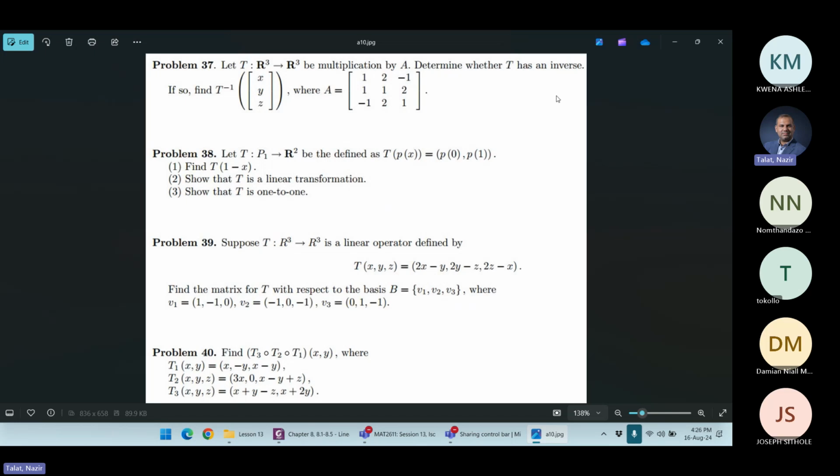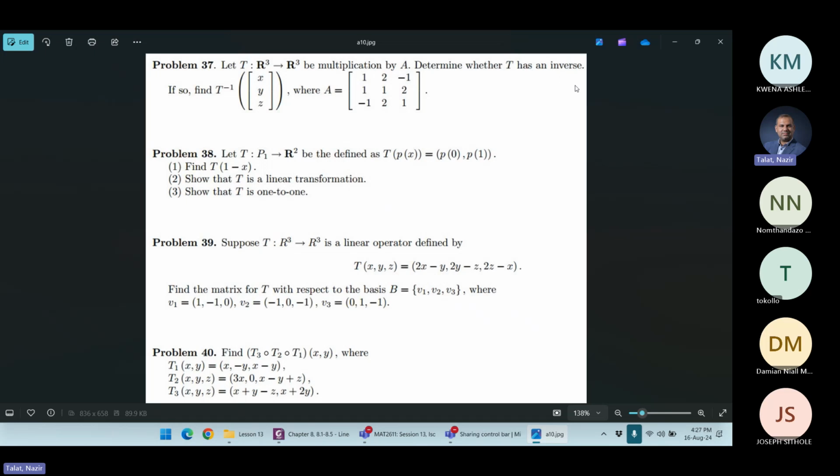And the second thing is that if it's invertible, then find its inverse. So just compute the A inverse and multiply A inverse with X, Y, and Z. Then we obtain the T inverse of X, Y, Z. So this is the idea, like just compute the A inverse and multiply with X, Y, Z. If A inverse exists, it means the T inverse exists. And if A inverse does not exist, it means the inverse of T does not exist.